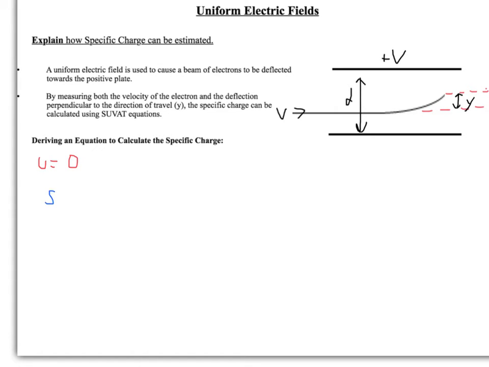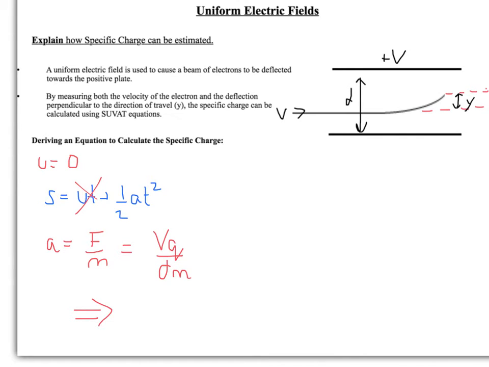So if we write out the full SUVAT equation we're going to use in this case, it's s equals ut plus half at squared. So instantly we can get rid of this term because u is 0. And what we're going to want to do is make a substitution for a. So a is the acceleration of it, so it's going to be the force divided by the mass. So the force in a uniform electric field is going to be VQ over d, and then divided by the mass, let's add mass on the bottom line there.